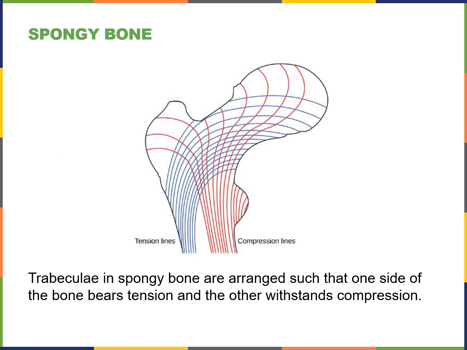You can see here the trabeculae within the spongy bone are arranged such that one side of the bone is going to bear the tension and the other is going to withstand compression, so that they are not easy to break. So you can see the tension lines here as well as the compression lines. They're going back and forth depending on what bone we're looking at and how it's normally taking stresses.